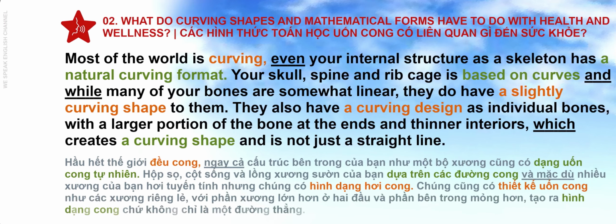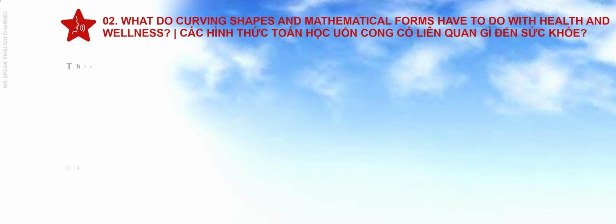Even your internal structure as a skeleton has a natural curving format. Your skull, spine, and rib cage are based on curves, and while many of your bones are somewhat linear, they do have a slightly curving shape to them. They also have a curving design as individual bones, with a larger portion of the bone at the ends and thinner interiors, which creates a curving shape and is not just a straight line.